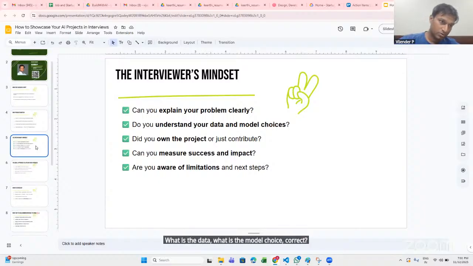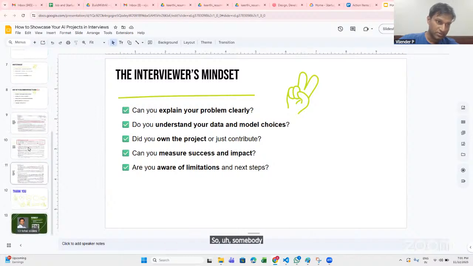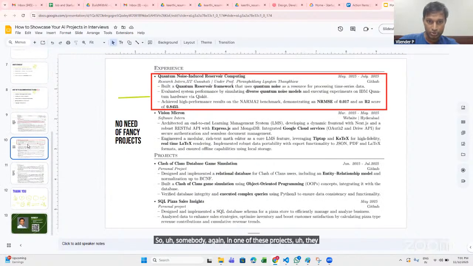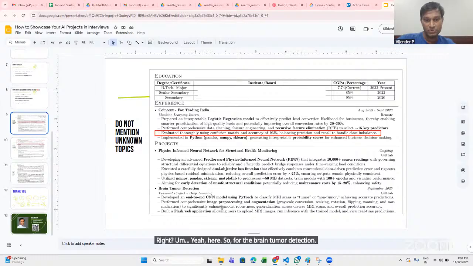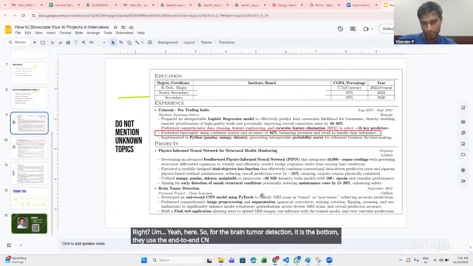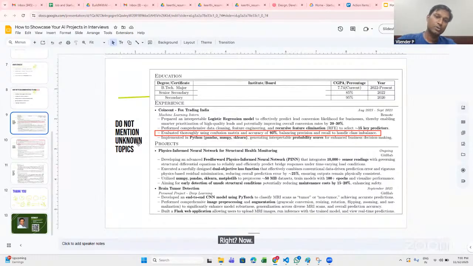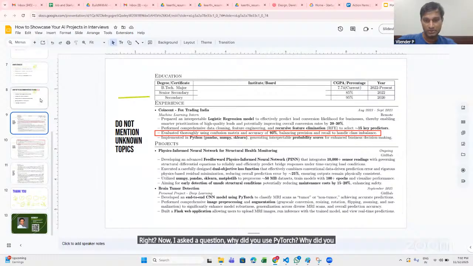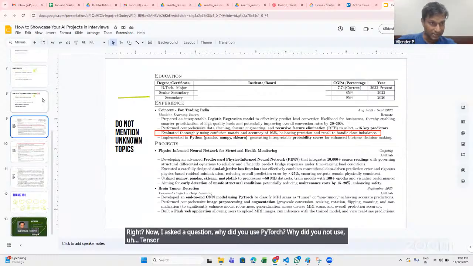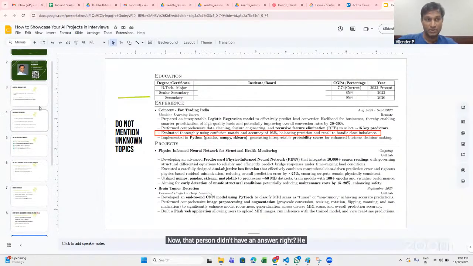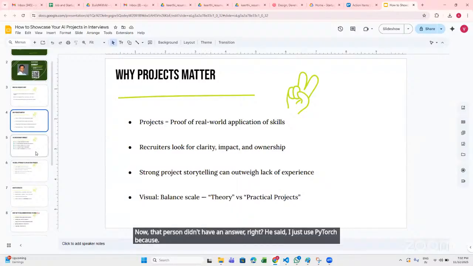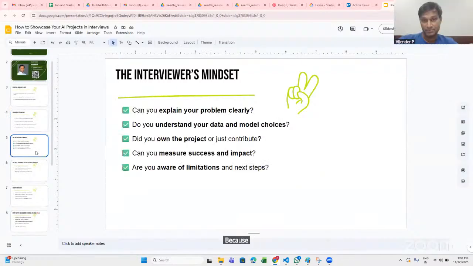Correct. So somebody, in one of these projects, used PyTorch. For the brain tumor detection, at the bottom, they used an end-to-end CNN model using PyTorch. Now I asked a question: why did you use PyTorch? Why did you not use TensorFlow or Keras? That person didn't have an answer. He said, I just used PyTorch, I don't have an answer. That's it. So that's not impressive.